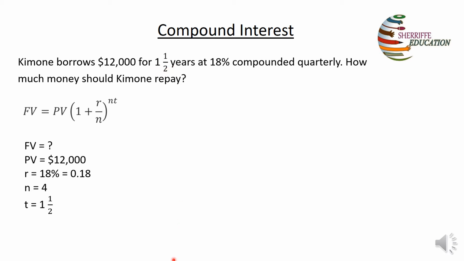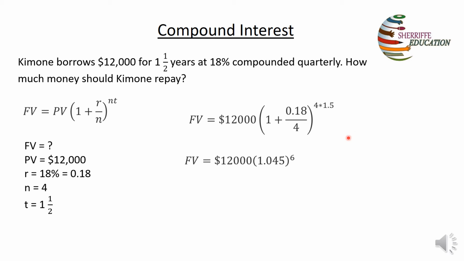So now we substitute these values in our formula. So substituting gives the future value to be equal to $12,000 times 1 plus 0.18 divided by 4. So we substitute the value of R and N, and this is being raised to NT, so 4 times 1.5.